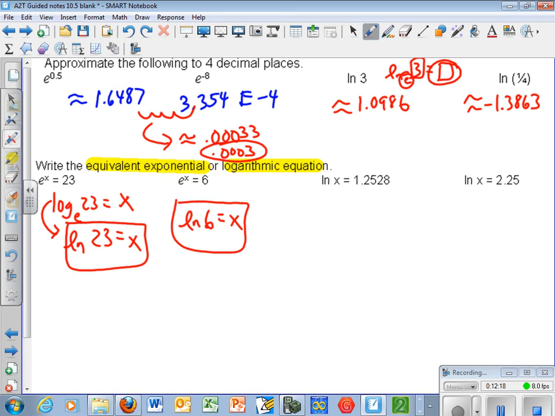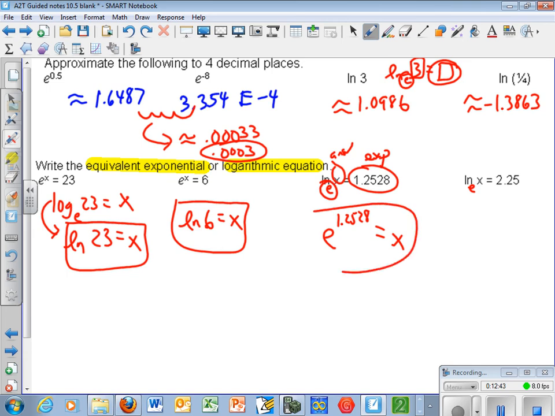Over here, now we're going the other way. Now this is natural log, so that's base e. This one is going to be base e also. So I'm going to take e to this exponent equals this answer right here. So e to the 1.2528 is equal to x. Now we could actually do that on our calculator, but we're just leaving it in exponential form, so that's how we're going to leave it.